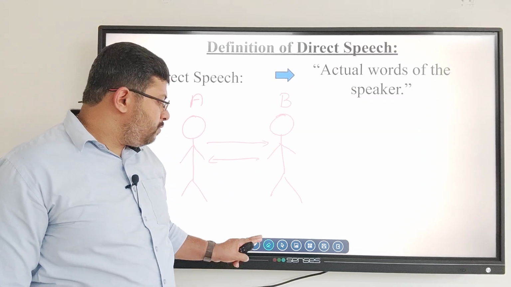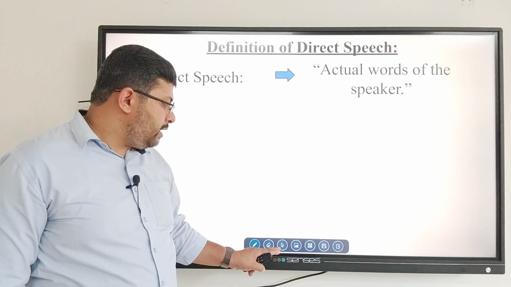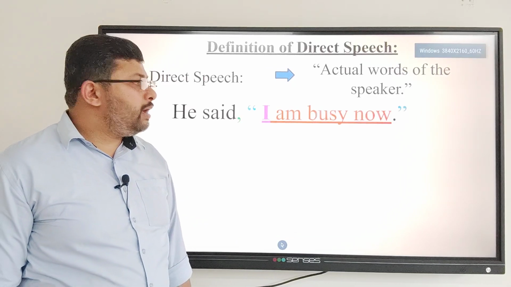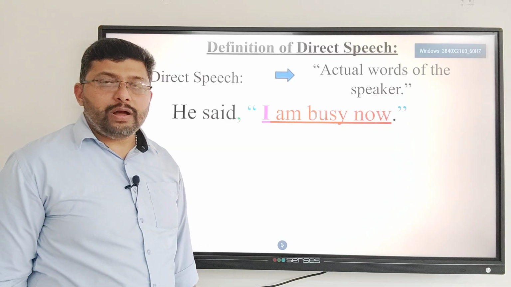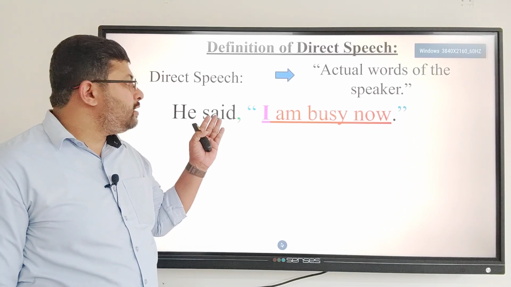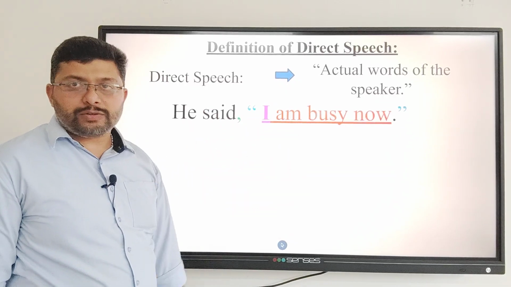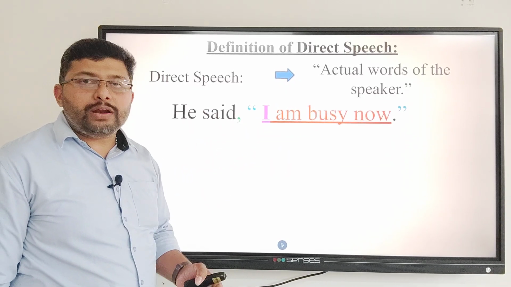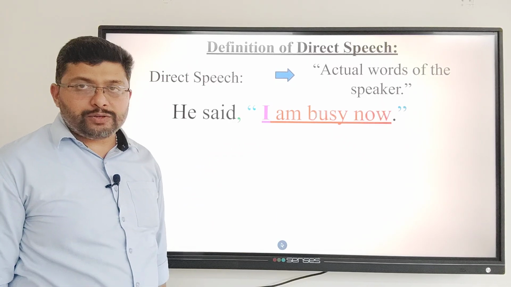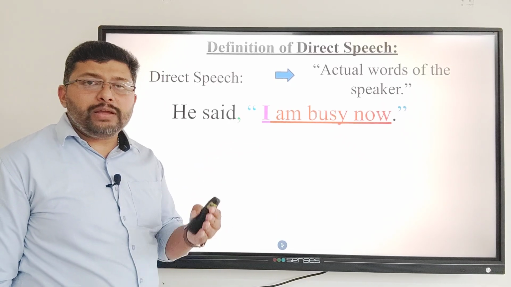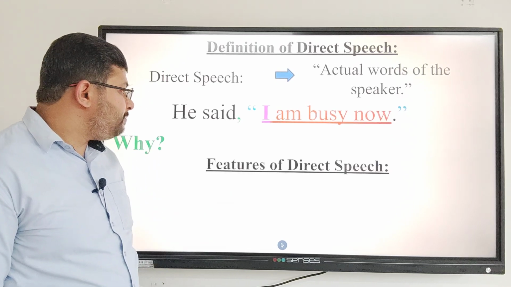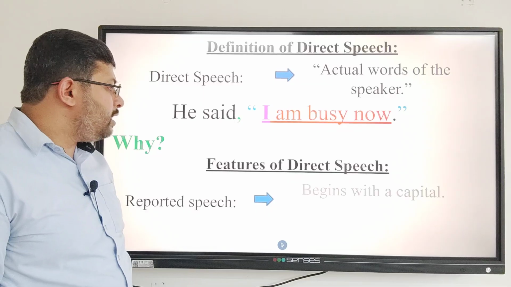And here I will give you one example. There you will get a better idea of what is meant by direct speech. He said, "I am busy now." I am busy now. And how can we say that this sentence is in direct speech? For understanding, we need to know the features of direct speech, or how we could identify direct speech. So here we are going to discuss the features of direct speech, and these are the features.